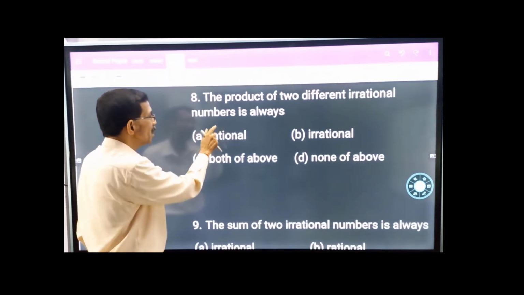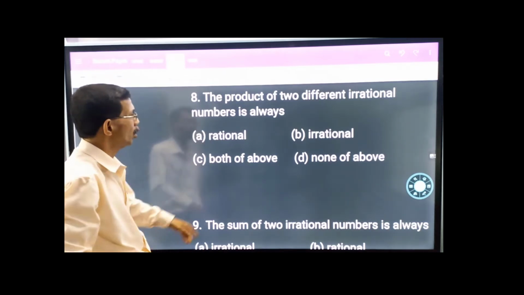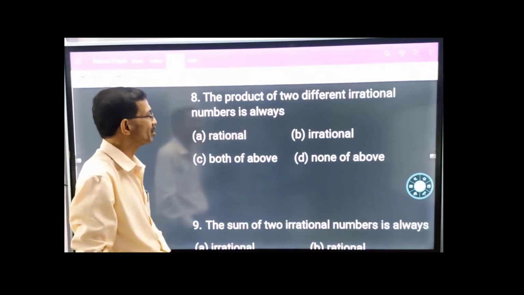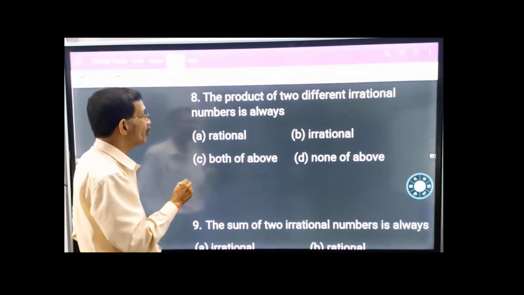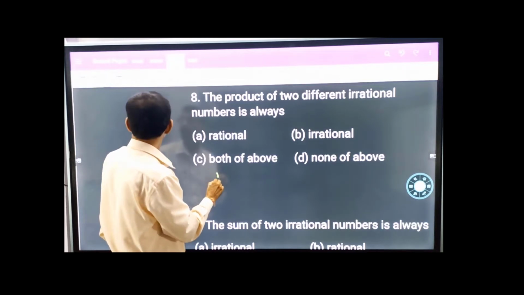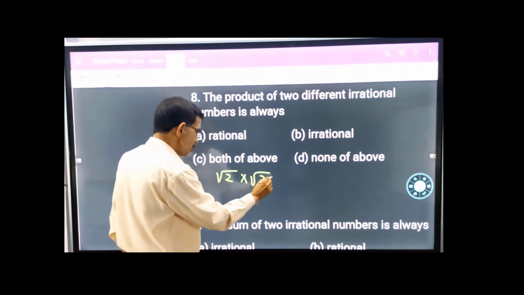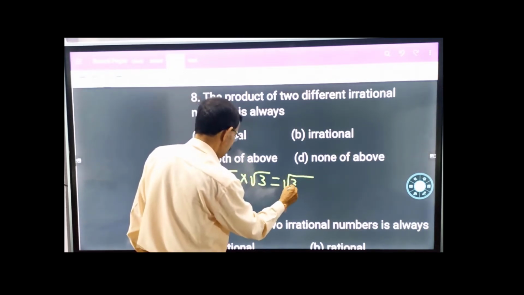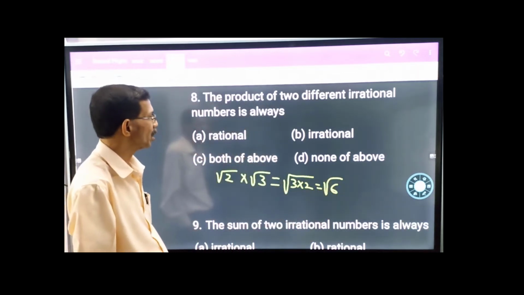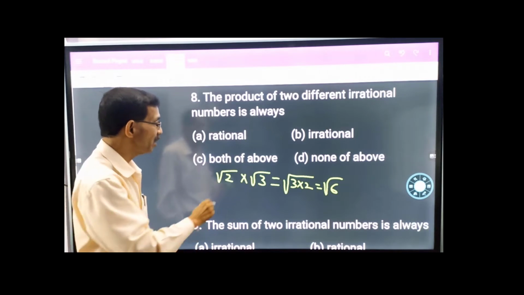The next question, question number 8 here. The product of two different irrational numbers is always. Now two different irrational numbers, product. So for that, let me take one example. Let us take the product of root 2 multiplied by root 3. This will be equal to root of 3 multiplied by 2, that is equal to root 6. And root 6 is an irrational number. Therefore, the product of two different irrational numbers is always irrational.